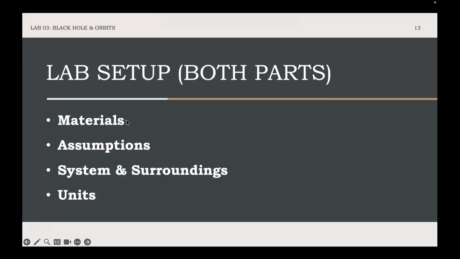and our assumptions are that there are no external forces acting, so no stray asteroids or anything else. For Part 1, our system is the black hole and the star, and for Part 2, it is the moon, starship, and the planet, and the surroundings are just nothing else because we assume there are no external forces. The units are standard units of meters, kilograms, and seconds.